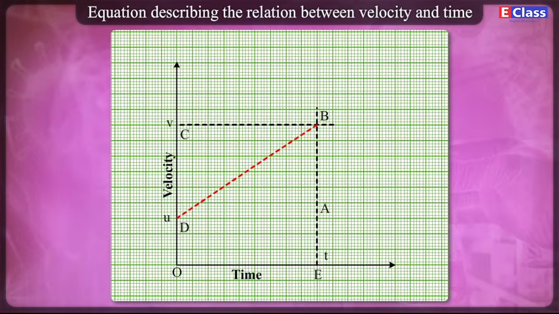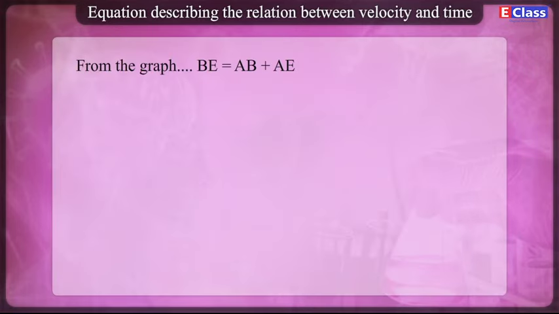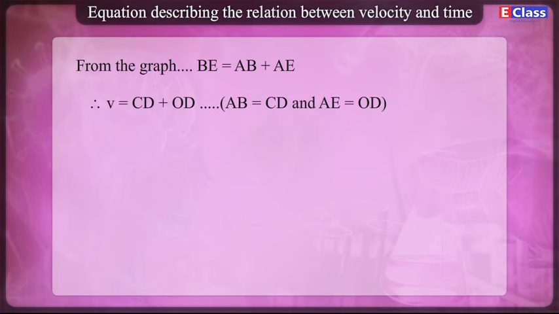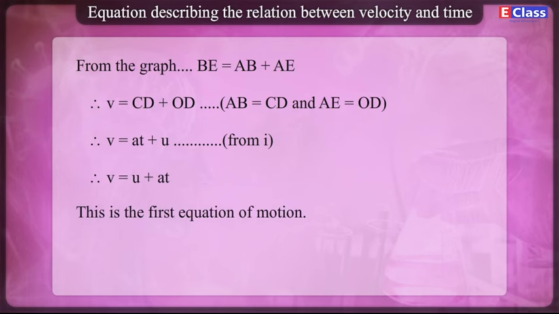Draw a line parallel to the y-axis passing through B. This will cross the x-axis in E. Draw a line parallel to the x-axis passing through D. This will cross the line BE at A. From the graph, BE is equal to AB plus AE. Therefore, v is equal to CD plus OD. AB is equal to CD and AE is equal to OD. Therefore, v is equal to at plus u from (1). Therefore, v is equal to u plus at. This is the first equation of motion.